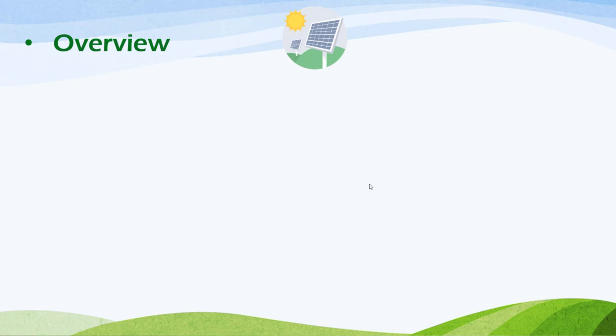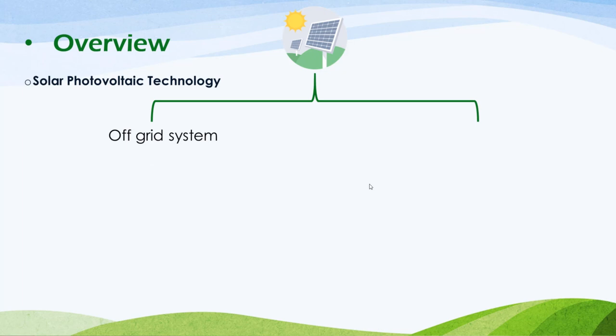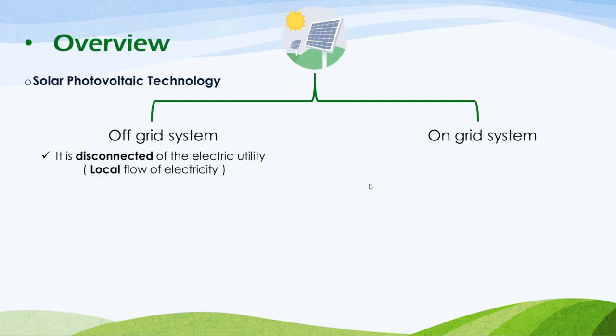Here, the photovoltaic solar system consists of two main types. The first one is the off-grid system and the second one is the on-grid system. So let's differentiate between them. The off-grid system, as its name says, is disconnected from the electrical power supply or the electrical utility. So it's not connected to the company that provides you with electrical energy. Therefore, you can say that it's a local system, because the generated electrical power flows through some local devices to supply them, and it doesn't go through the utility.